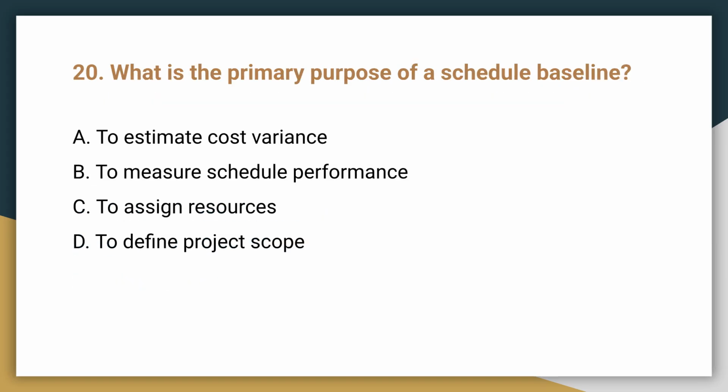Question 20. What is the primary purpose of a schedule baseline? The correct answer is B, to measure schedule performance. The schedule baseline is essential for comparing actual progress against the approved plan.